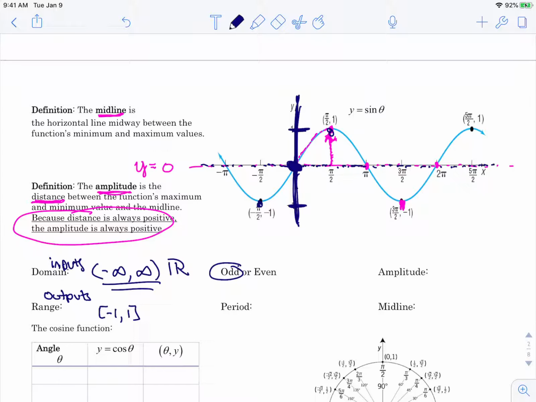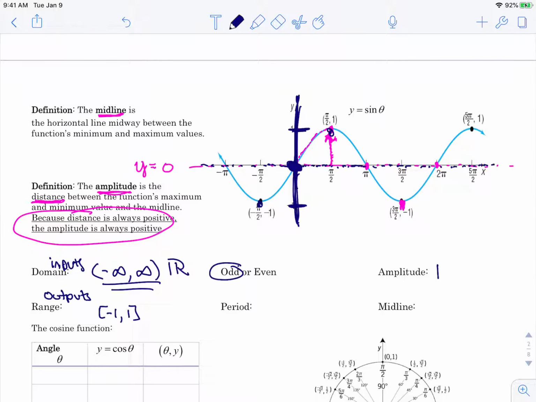What's your amplitude? That's the new definition we just learned. Well, that's the height from your midline up to your maximum. And so that's why my amplitude will be 1.